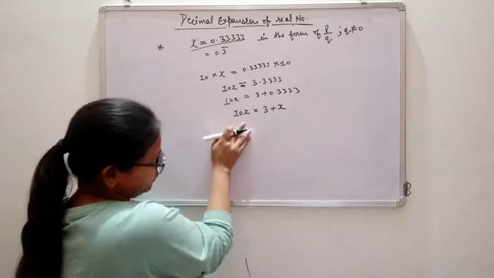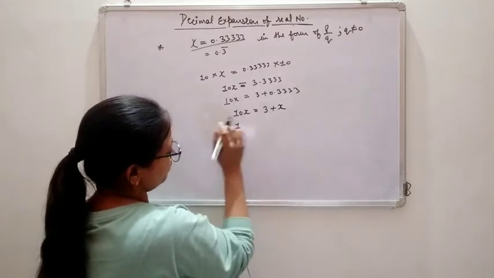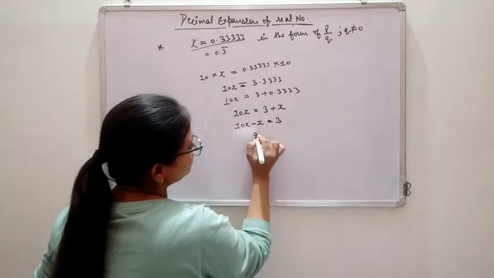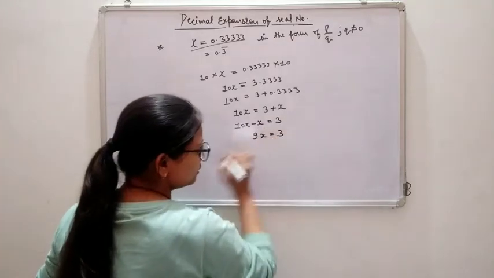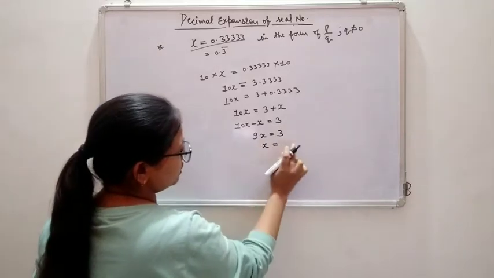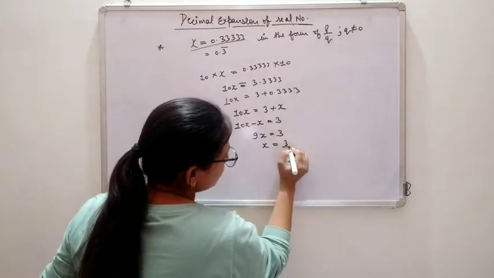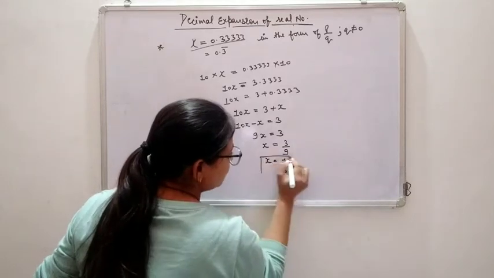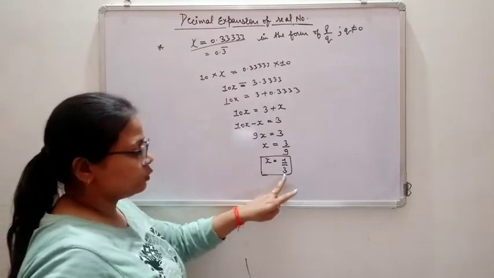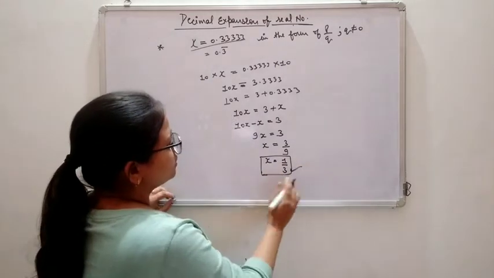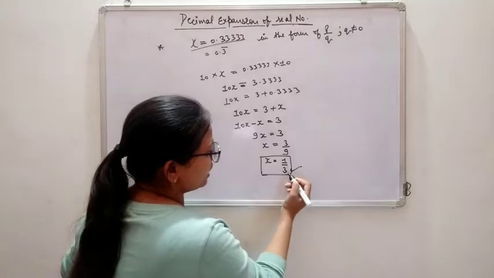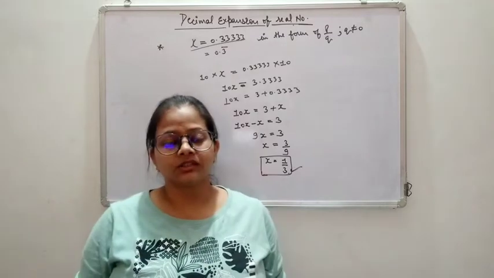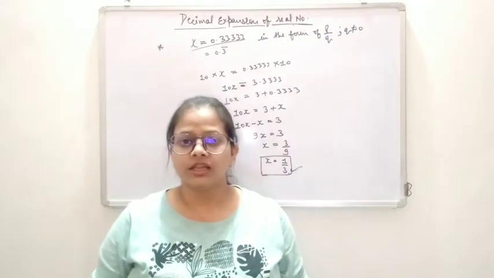Take this x to the left hand side and subtract from 10x. 10x minus x equals 3, so 9x equals 3. Now divide 3 by 9, and it will be 1 upon 3. This is the p by q form where q is not equal to 0. So this can be written as p by q, which means this number is a rational number. You can practice more examples like this, and let's move on.